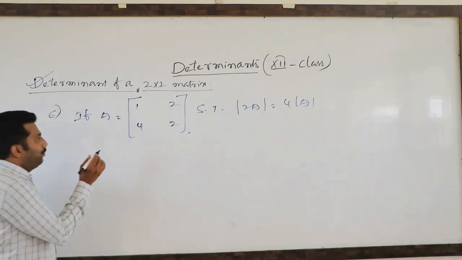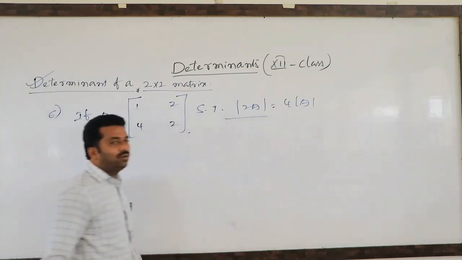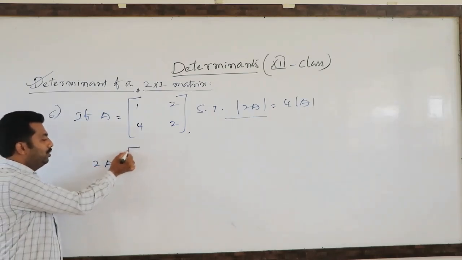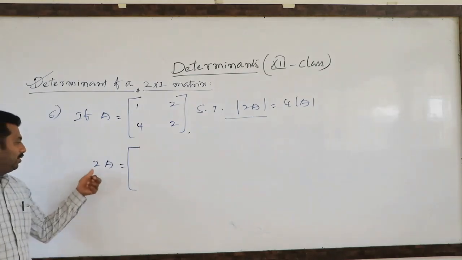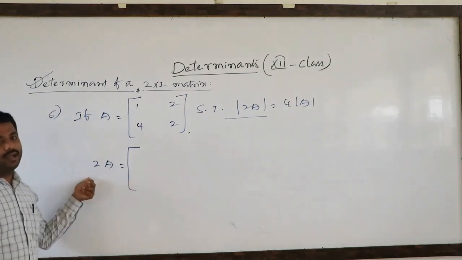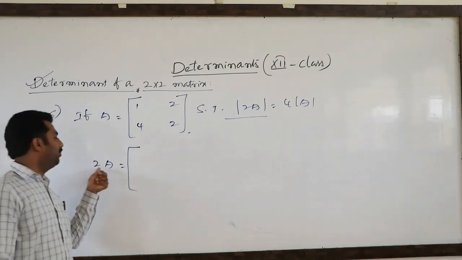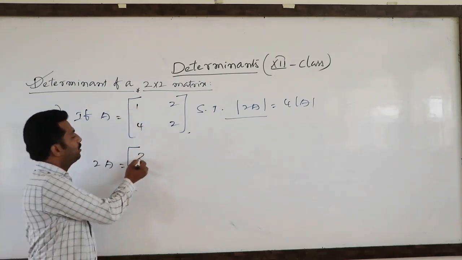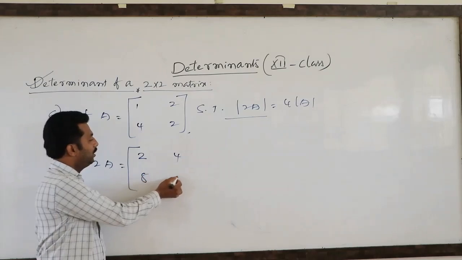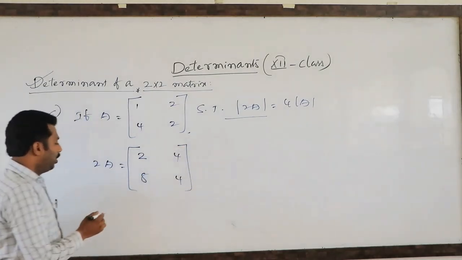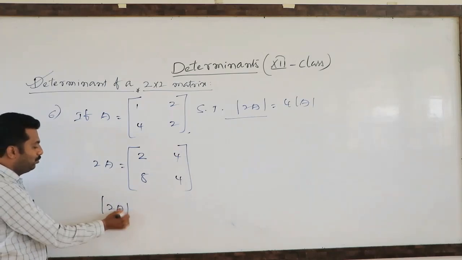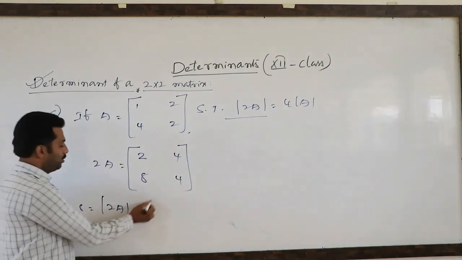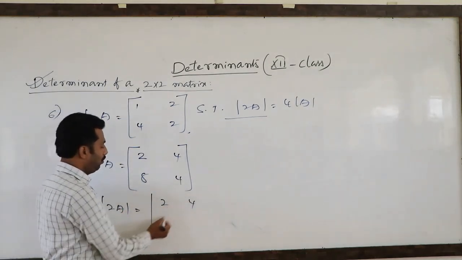See here. First LHS. In LHS what we have to calculate? Determinant of 2A. Means first we need 2A. You know 2A means multiplication of a matrix by a scalar. By a scalar means each and every element of A multiplying with 2. So multiplying with 2, this is 2, 4, 8, 4. Now we have to calculate its determinant. This is 2A, nothing but the LHS part. So LHS is equal to determinant of 2A, this is 2, 4, 8, 4.